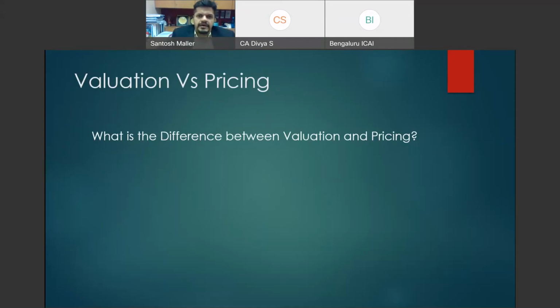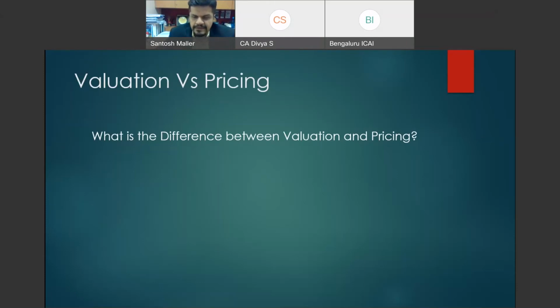Or there can be an opposite example. For example, in Mumbai, when some of the properties of Vijay Mallya were auctioned, although they were in prime locations, in the auction they did not fetch any value. In fact, for many properties, there were no bidders. Why? Those properties did have value, but there was no price. Why? Because nobody was interested in buying those properties at that point in time.